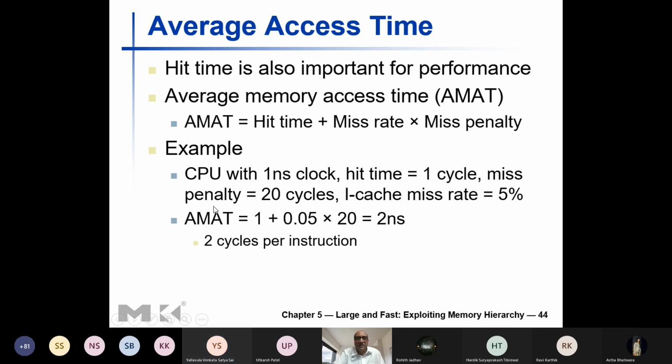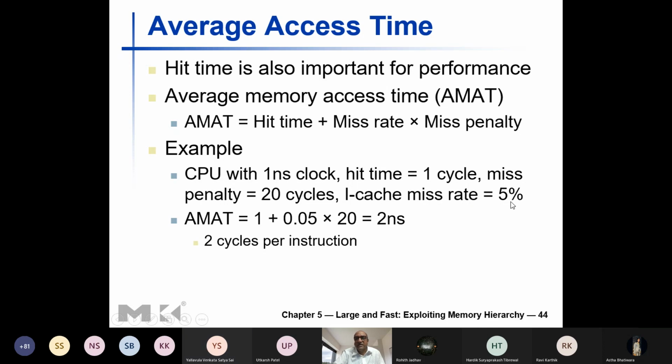If it is not there, then how much time does it require to fetch and make use of it? That is the miss penalty, 20 cycles, for example. And the miss rate equals 5%, as given here. With that, if we compute as per the above expression, you can see that 2 cycles is the average memory access time with a miss rate of 5%.